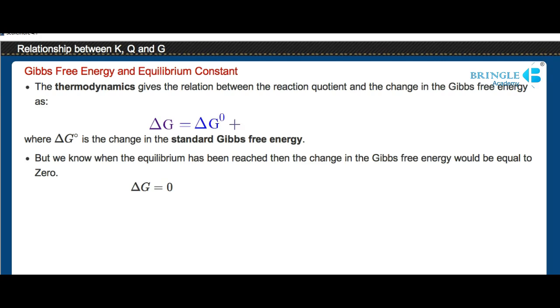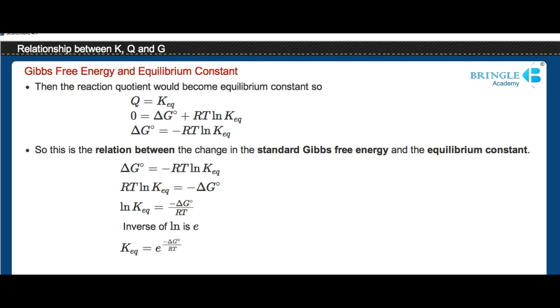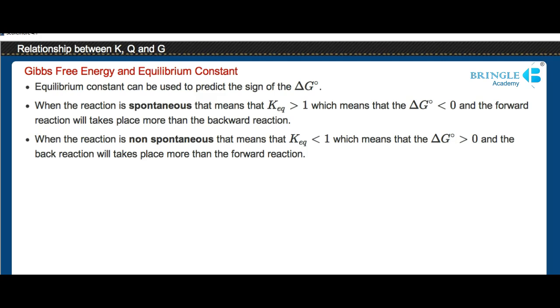The thermodynamics gives the relation between the reaction quotient and the change in the Gibbs free energy. Equations give the relationship between the Gibbs free energy and the equilibrium constant of a given reaction. Equilibrium constant can be used to predict the sign of the delta G naught. The sign conventions for the spontaneous and non-spontaneous reactions are given here.